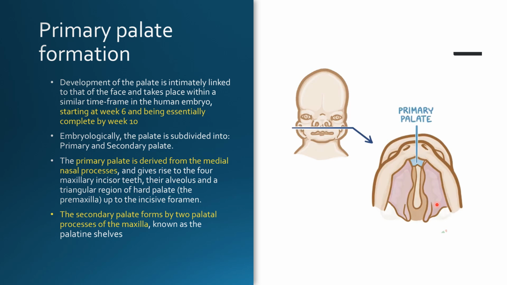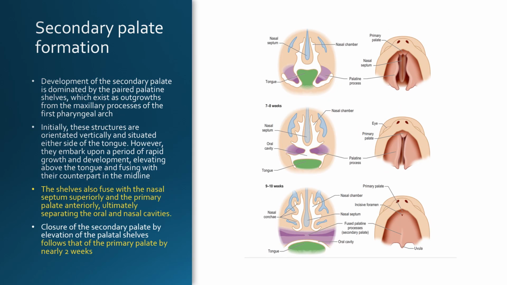So the secondary palate is made up of 2 palatine shells coming down from the maxillary processes. These palatine shells, this is a cross section by the way, are vertical at first, and this is the tongue. Then they will continue to grow and develop, and eventually they will elevate, as you can see, and grow towards each other and then meet in the middle.